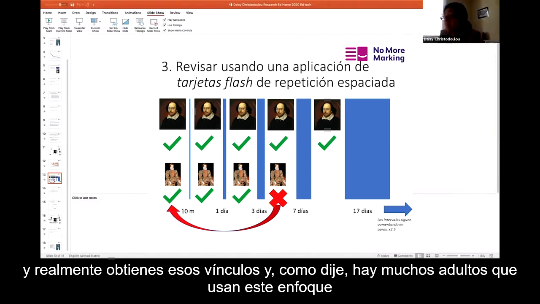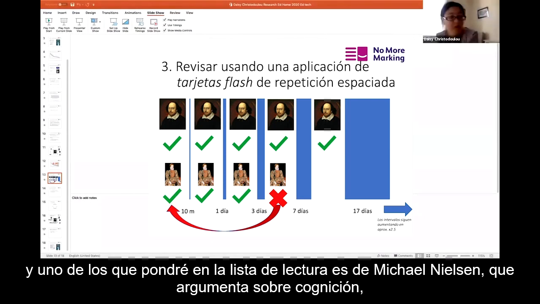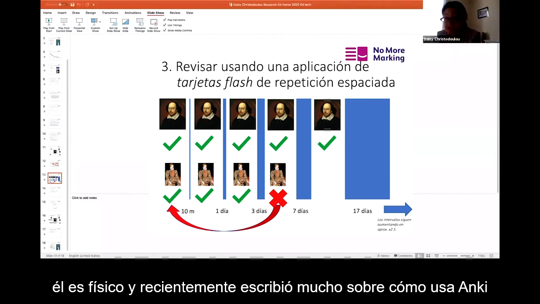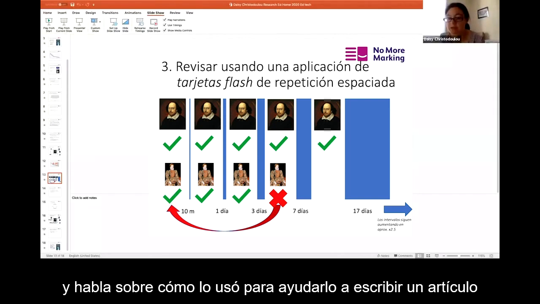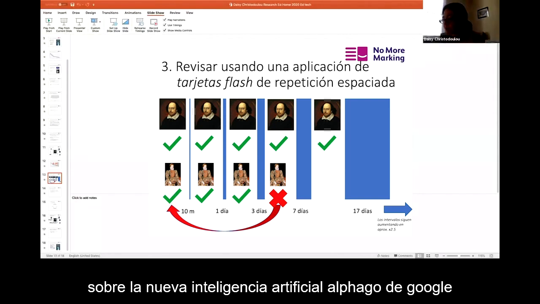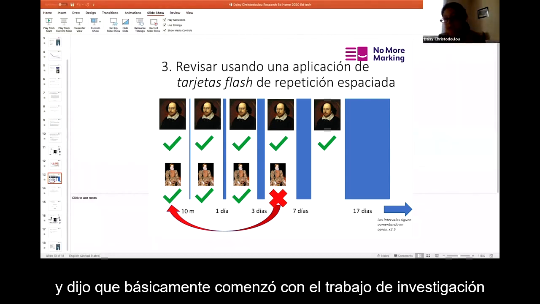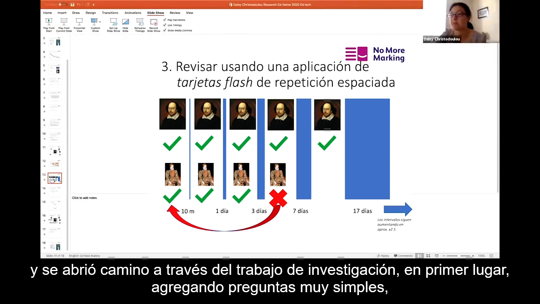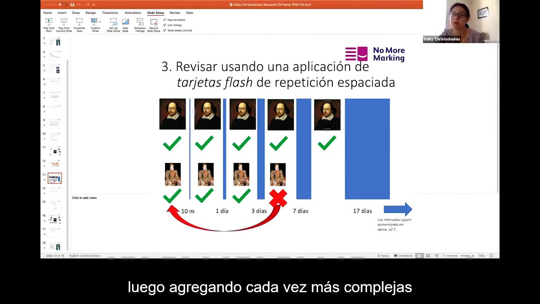And as I say, there's a lot of adults who use this approach, and one of the ones that I'll put in the reading list is by Michael Nielsen, Augmenting Cognition. He is a physicist, and he's recently written this very long article about how he uses Anki, and he talked about how he used it to help him write an article about Google's new AlphaGo artificial intelligence. And he said he basically started with the research paper and worked his way through it, first of all adding very simple questions, then adding increasingly more complex ones.